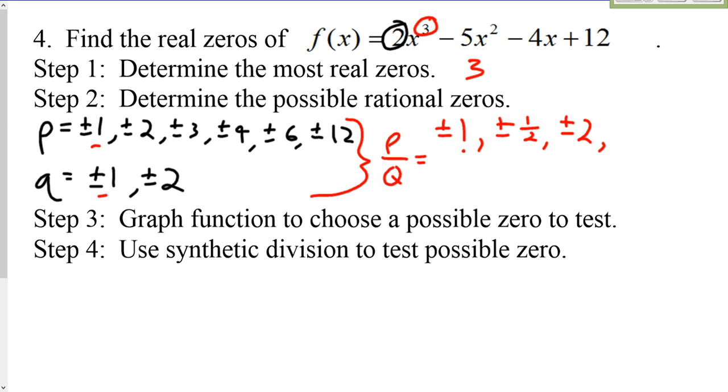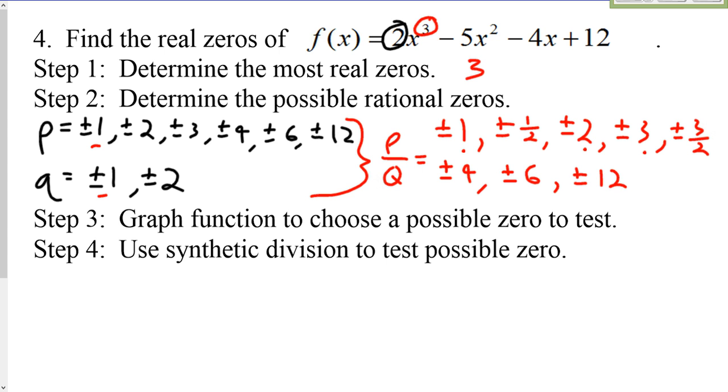And then 3, so then I have plus or minus 3, and then I could have 3 over 2, plus or minus 3 over 2. Then I have 4, plus or minus 4, and then 4 over 2 is 2, so I don't have to rewrite that. 6, so I get plus or minus 6. 6 over 2 is the same thing as 3, and I already got 3, so I don't need to write that one. And then 12, so I get plus or minus 12. And 12 divided by 2 is going to be my 6, so I don't need to repeat these. So these are possible roots here.